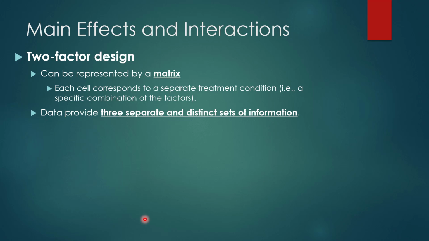So these data sets are going to provide three separate distinct sets of information. We have main effects and interactions. First, we're going to see the main effect of factor A, and that's going to be represented by the column means, the total column means. Then we're going to have the main effect of factor B, and factor B is our rows, so it's going to be the total row means. And then we have an interaction, which are the cells in between.